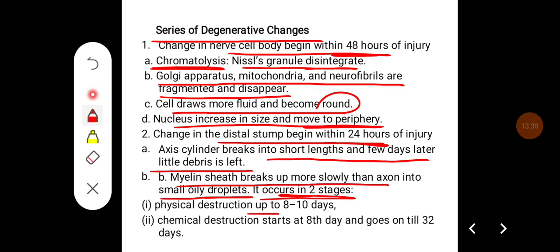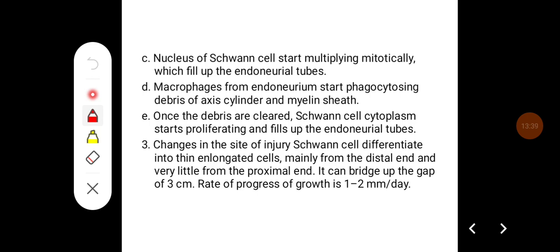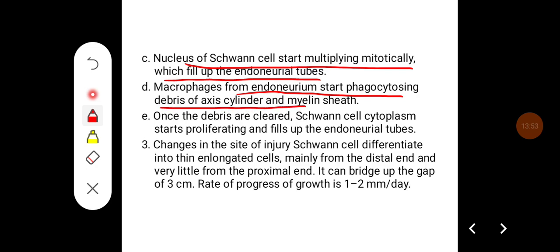The physical destruction occurs up to 8 to 10 days and the chemical destruction starts on the 8th day and goes till 32 days. The nucleus of the Schwann cell starts multiplying mitotically, which fills up the endoneural tubes. Macrophages from endoneurium start phagocytosing debris of the axis cylinder and myelin sheath. Once the debris is cleared, Schwann cell cytoplasm starts proliferating and it fills up the endoneural tubes.